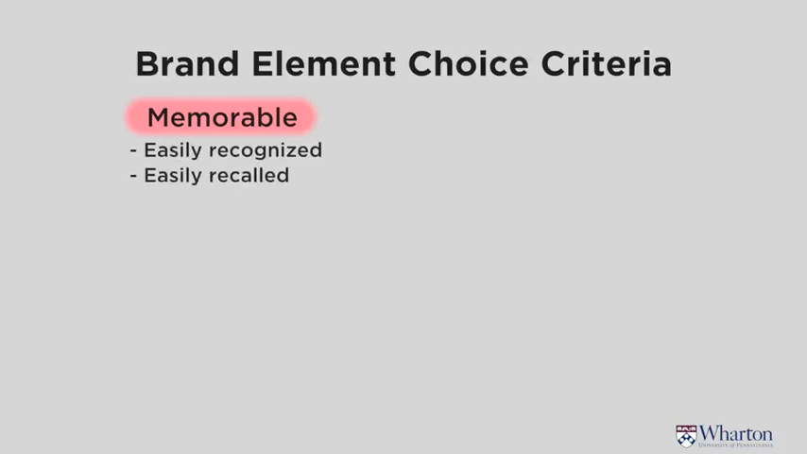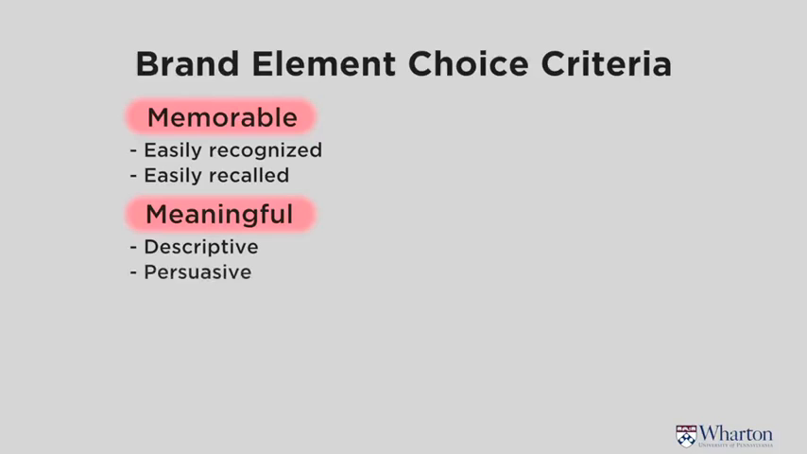The other thing you want to have happen when you choose these elements is that they're meaningful. And they can be meaningful in two different ways. One, in a descriptive way, which is how do they describe the attributes of the product, or the benefit of the product, or the customer segment. And the other thing that we're looking at is, remember, this brand label is forming a perception. So you also want these brand elements to work together to persuade the customer of something, usually of something positive.